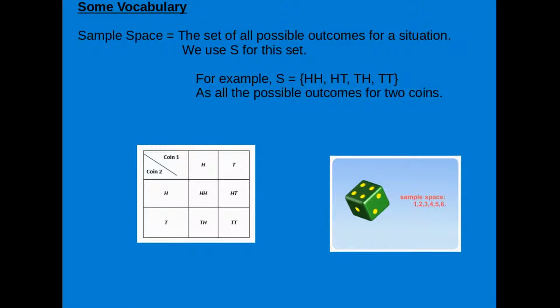Sample space is the set of all possible outcomes for a given situation. We use S for the name of this set. For example, a coin, or two coins, could have the possible combinations of 2 heads, 2 tails, or 1 head and 1 tail, which could come either with the heads being first on the first coin, or the heads being second on the second coin. The sample space for a die is the numbers 1 through 6.